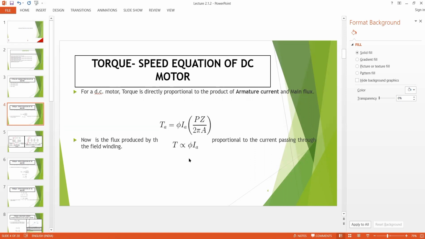Is this okay? Please let me know. So that is P Z upon 2 pi A, in which A is the number of parallel paths. So you can say 2 pi is constant, Z is the number of conductors, P is the number of poles, Ia is the armature current. So we can say T is directly proportional to phi Ia, flux into armature current. This is very, very important.